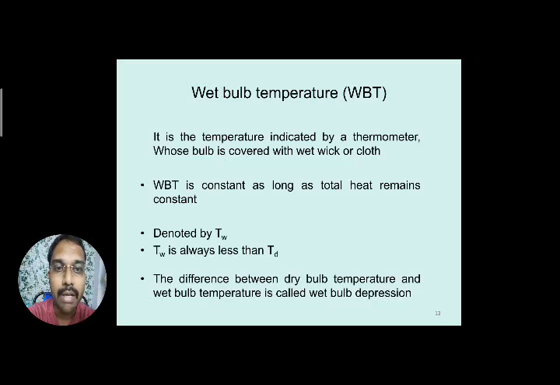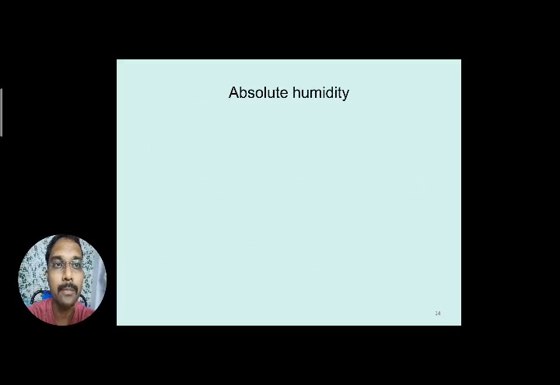Now the difference between the dry bulb temperature and wet bulb temperature is called wet bulb depression. As you know, DBT has a higher temperature than the WBT. So when you take the difference between these two temperatures, the difference obtained is the wet bulb depression. That is WBD, wet bulb depression. Okay, so remember these points, very important.